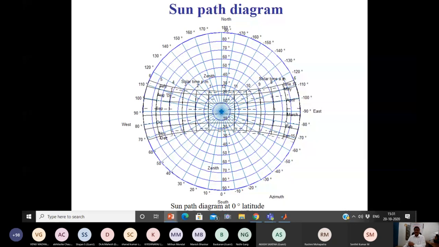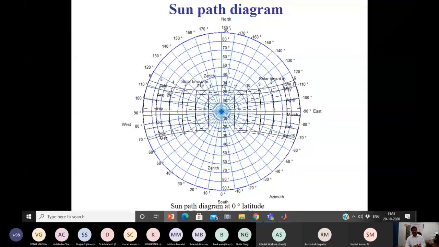How is time shown here? The time is shown from morning to evening. You can see the lines here, and dates are also shown here. For each month one day has been selected, January to December. And time is shown here as 6, 7, 8, 9 up to 12. These are all solar times, because all the calculations we have to make are based on solar time, not on the watch time or standard time, because solar time is the reference time.